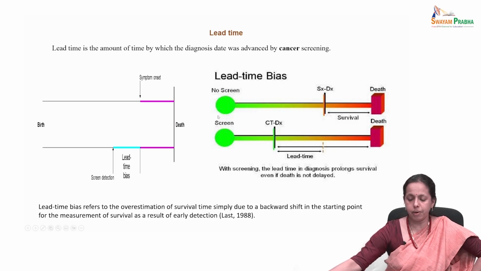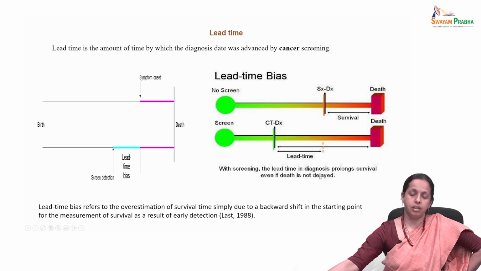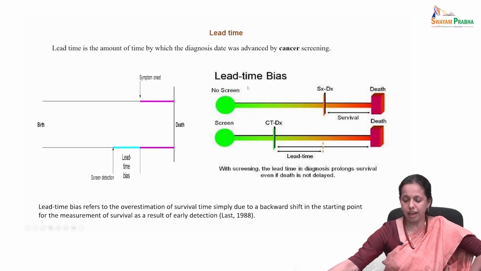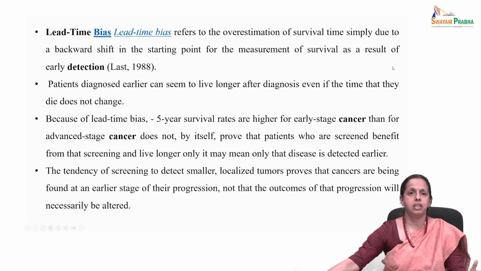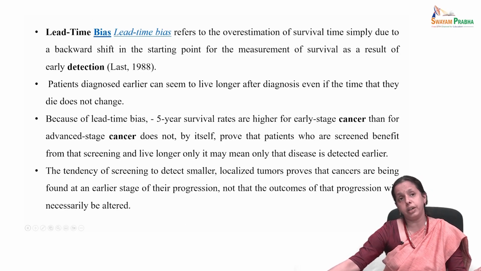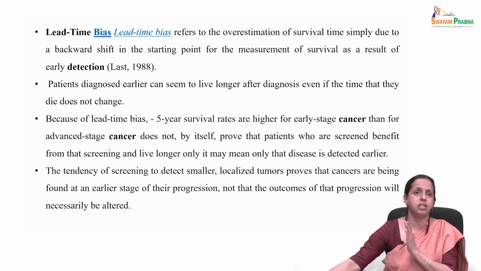For example, suppose you do not screen. With screening, the lead time in diagnosis prolongs survival, even if death is not delayed. This is what we call lead time bias: the backward shift in the starting point for the measurement of survival as a result of early detection. Patients who were diagnosed earlier can seem to live longer after diagnosis, even though the time of death, their endpoint, does not change.